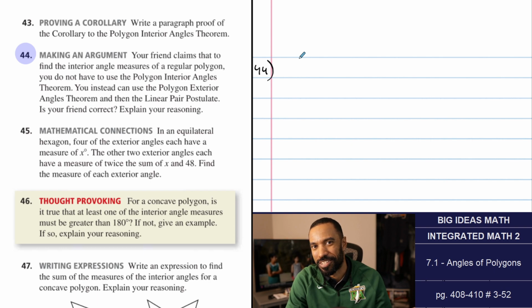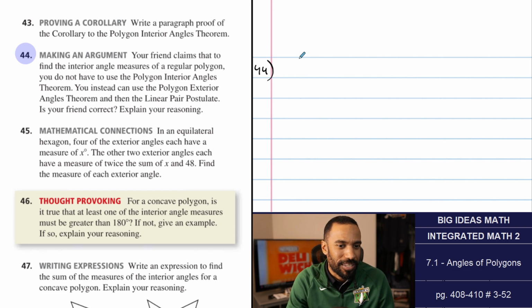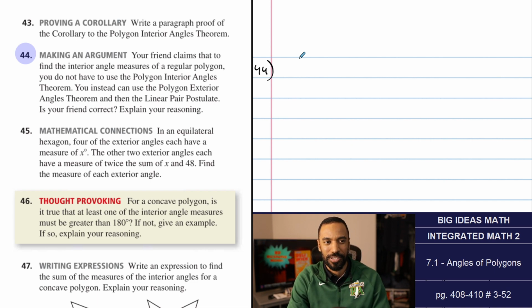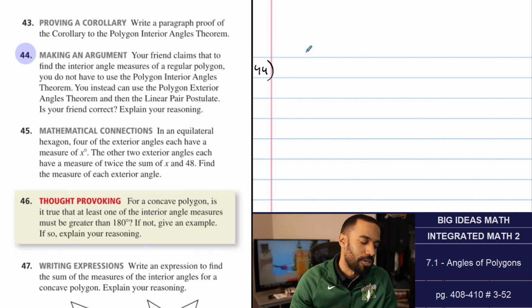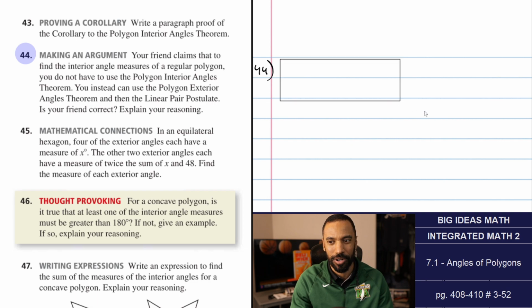I've been talking about this the entire time. You do not have to use the polygon interior angles theorem. You can instead use the polygon exterior angles theorem and then the linear pair postulate. Is your friend correct? Explain your reasoning. Yes. I'm not saying they should have taught the other one before or whatever, but they never did and saved it for question 44.